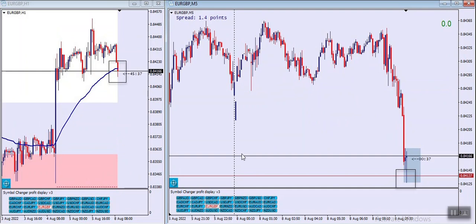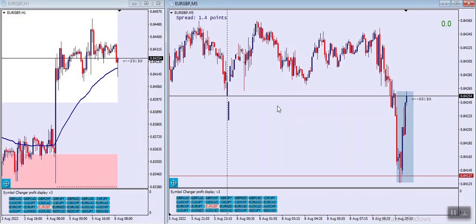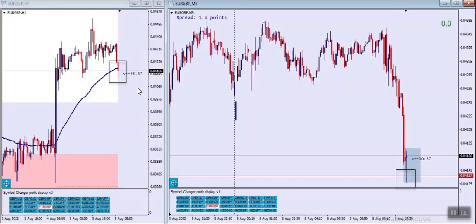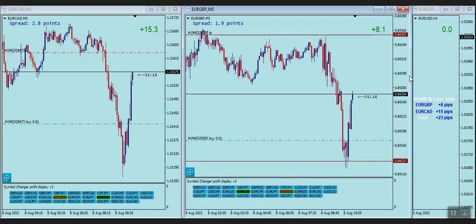This was Euro GBP. This was a rejection from the 50 exponential moving average, and Euro GBP, yeah, this one. This is Euro CAD. It was still the same type of setup, and that is when I took these two entries. So this is the Euro GBP. Okay, still a Euro GBP. So that was the rejection and how price traded away.